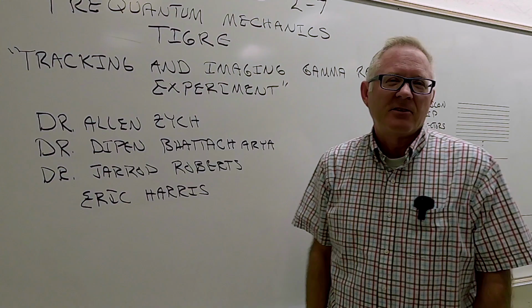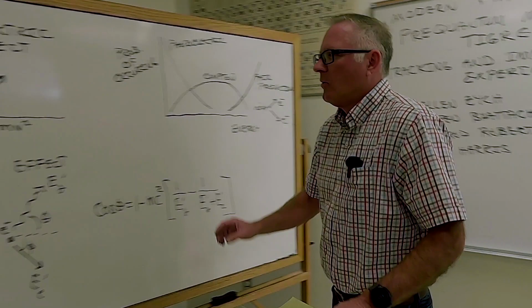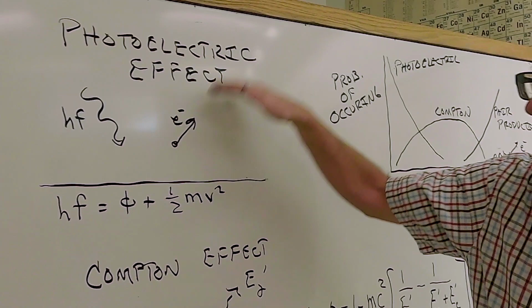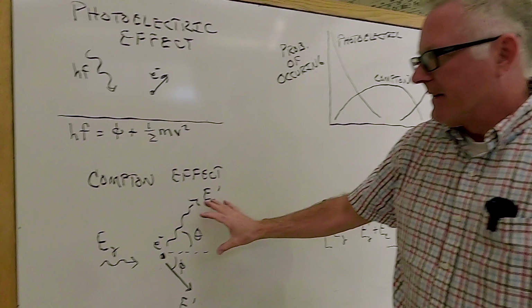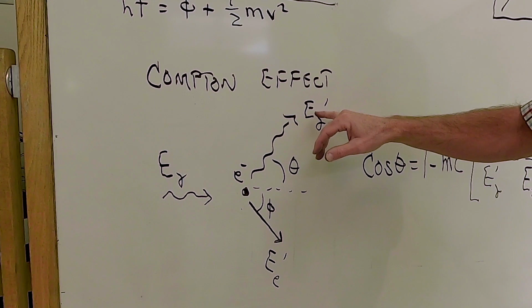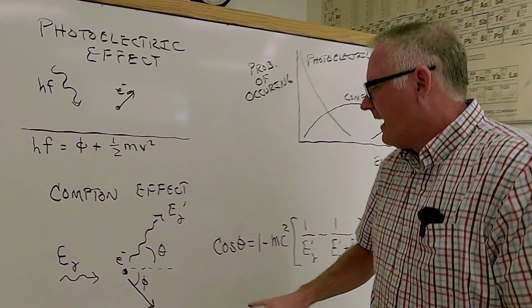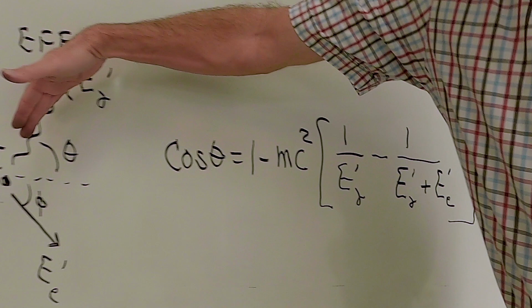Just to remind you, in the last couple of lectures, we went through the photoelectric effect where light comes in and kicks off electrons. We also went through the Compton effect, where the gamma ray comes in and just ricochets off. So there's a gamma ray coming out that had lost some energy, and the electron picked up energy. And here was our formula for the scattered angle of the gamma ray.